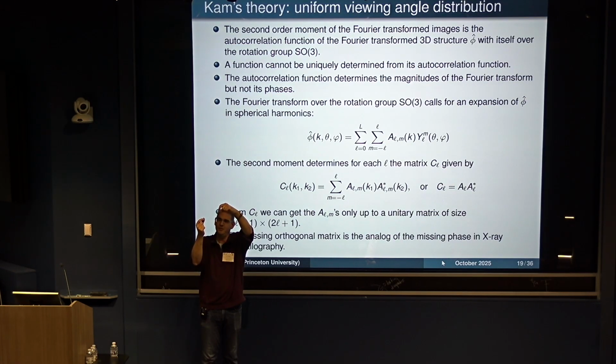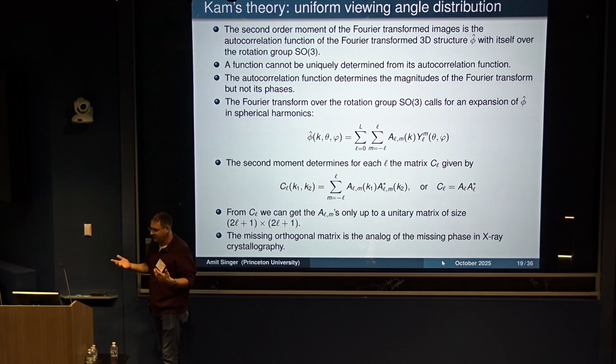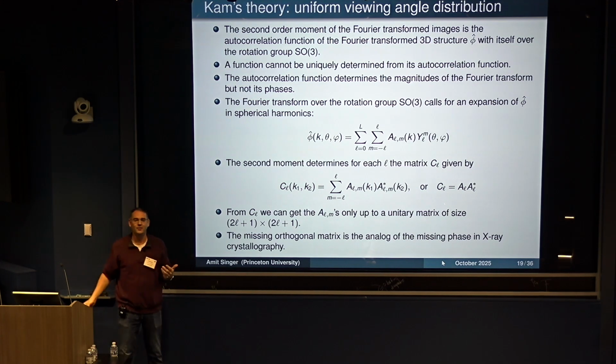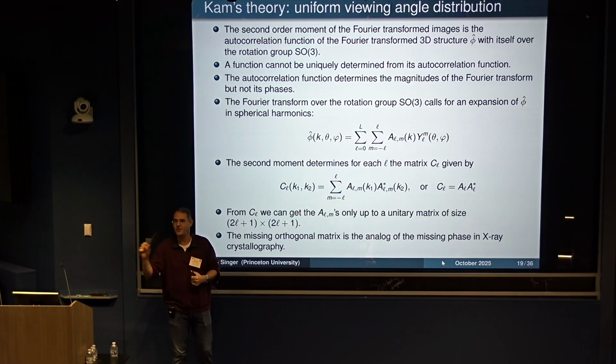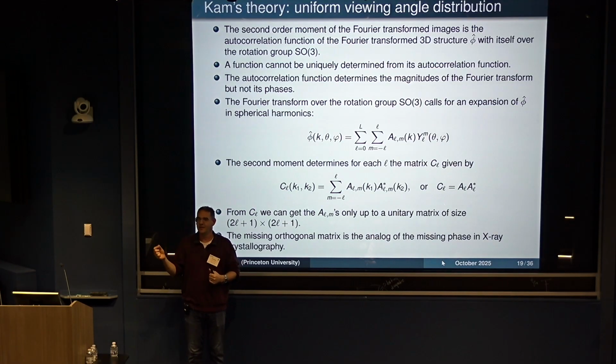And now you do integration against the Haar measure over SO3. What is this integral of the product? It's just the autocorrelation of the Fourier transform of the molecule with itself over SO3. So the second moment is equivalent to knowing the autocorrelation function of the Fourier transform of the molecule. I think most of you know that if you consider the autocorrelation of a one-dimensional function, a function of just a single variable, you cannot reconstruct the function from its autocorrelation.